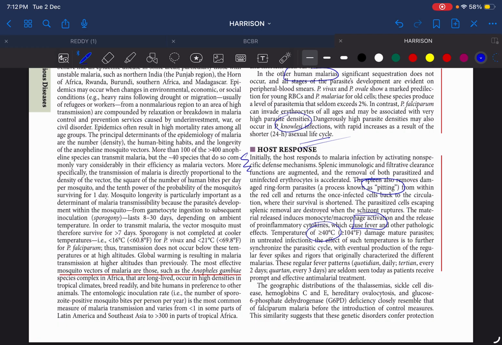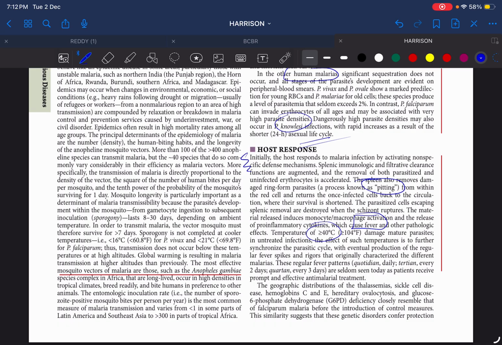Say I am getting the infection. Within a period of time, what happens? The sporozoites enter the liver, and from the liver, merozoites will be formed. And the time the merozoites are released into the bloodstream, I will get a fever spike. The temperature of my body keeps on increasing, and it reaches a point of 40 degrees Celsius. At 40 degrees Celsius, what will happen? The mature parasites in the blood die. Again, sporozoites enter the liver, hepatic parenchymal cells produce merozoites, another spike. So this is what happens.